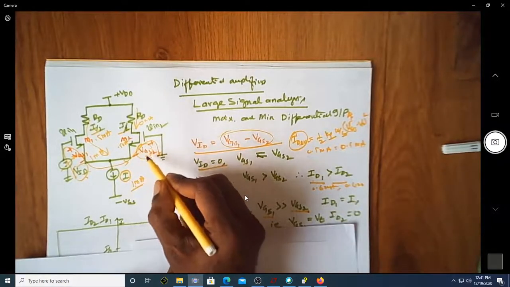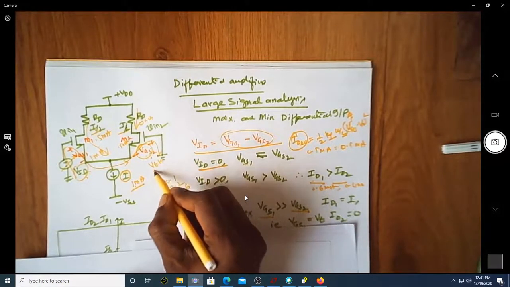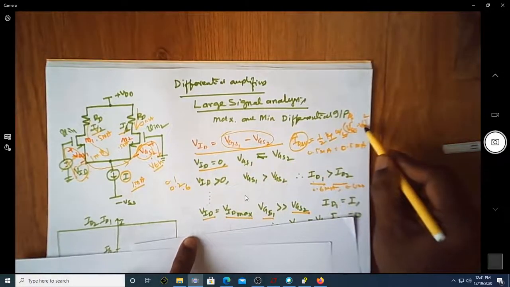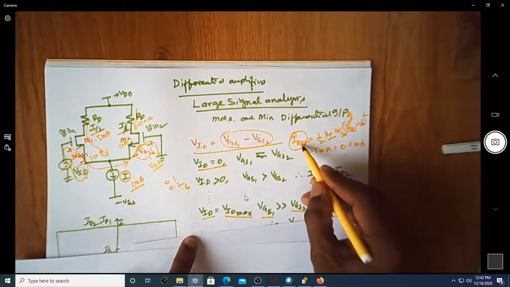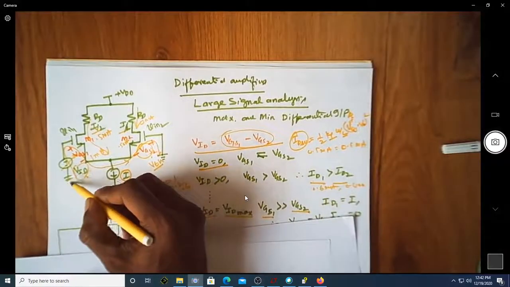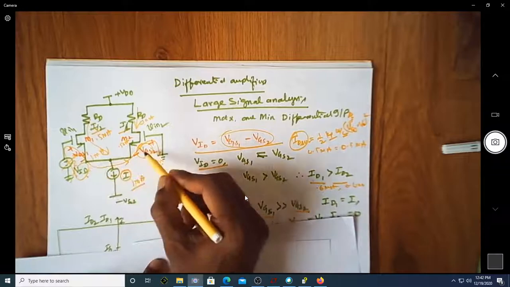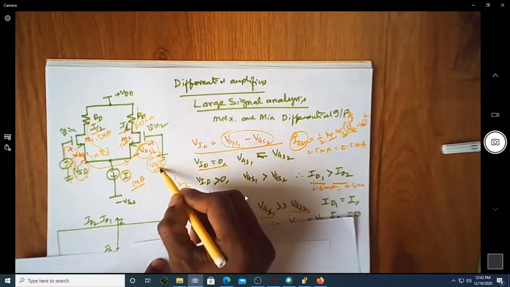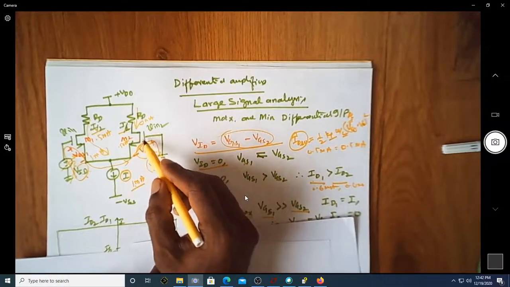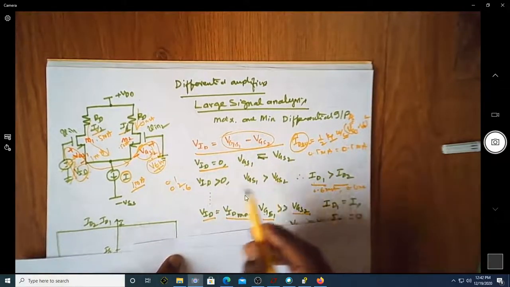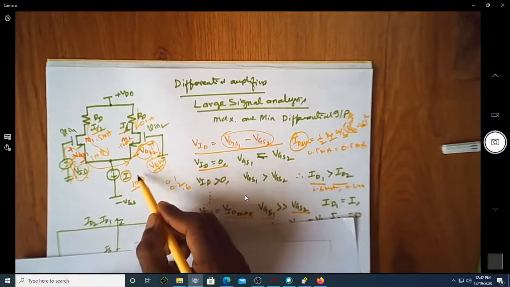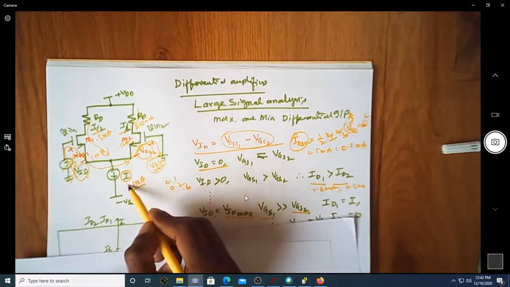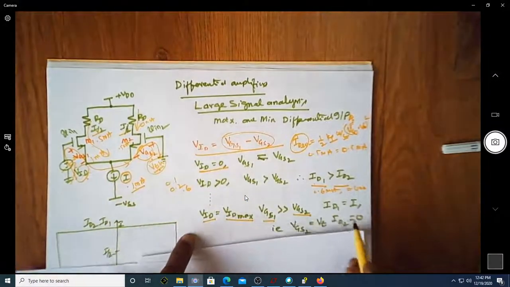Suppose this VGS2 becomes equal to VTH. Can this term become 0? When this becomes 0, then ID will become 0. Meaning, as I keep increasing this, the VGS of this keeps reducing, and when this VGS becomes equal to VTH, the MOSFET will turn off, and you will end up with 0 current. When the current is 0 here, the entire tail current will now flow through this. So that's what happens here.